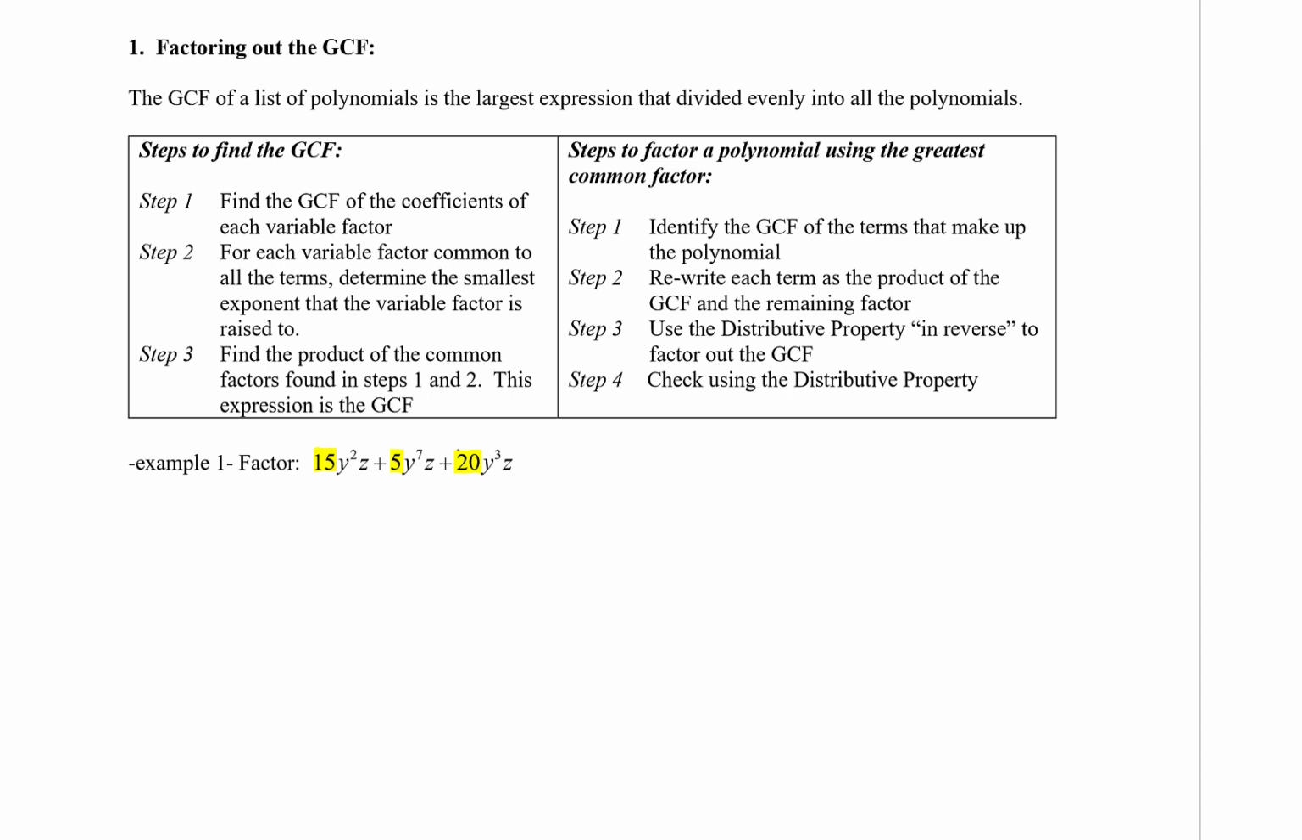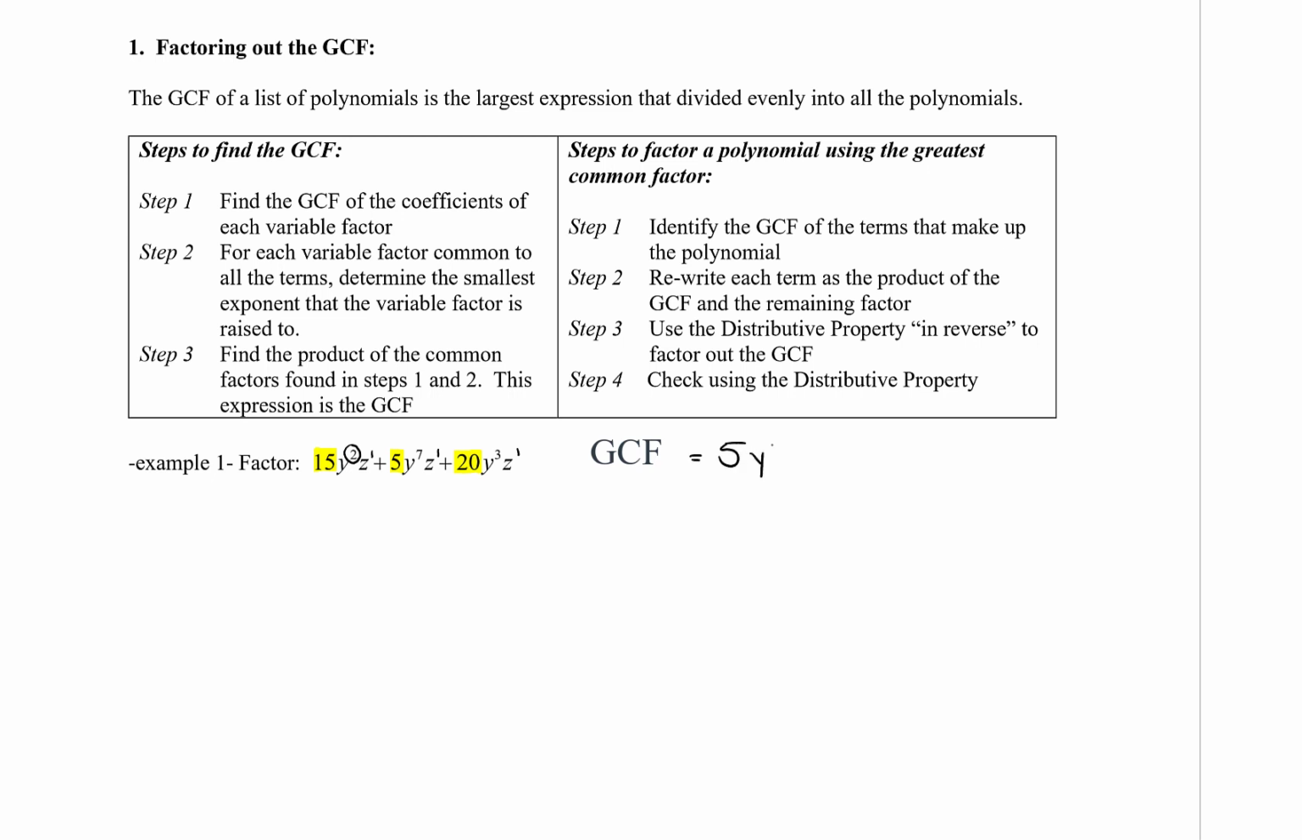Now I'm going to look for the smallest exponent for all of these same variables. I see all of these terms share a y, and the smallest y factor is going to be y to the second. So I have circled this second power on that first term that has the y to the second, and I noticed that they all have z raised to the first power. So my GCF is going to be 5y squared z. So we are going to factor out that GCF.